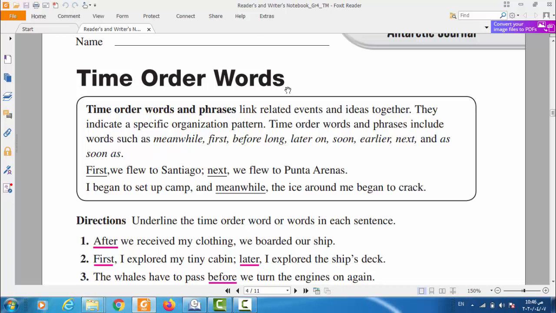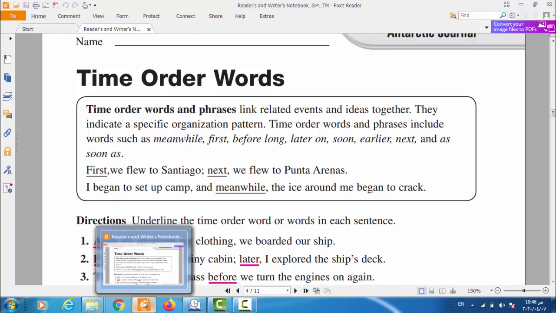Why, teacher, do we link between the events of the sentences? Because we need to show the reader that this action happened first, and this action happened after that, and this one happened at the end of the story. Okay, guys, this is the first part of today's lesson about the grammar, the time ordered words. We've got another one here.